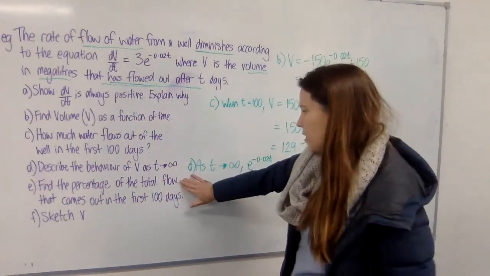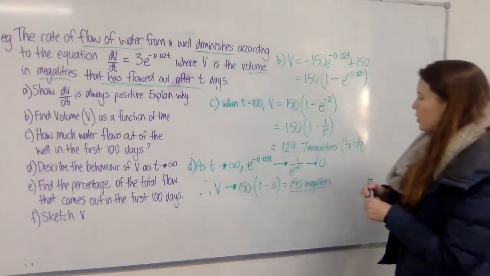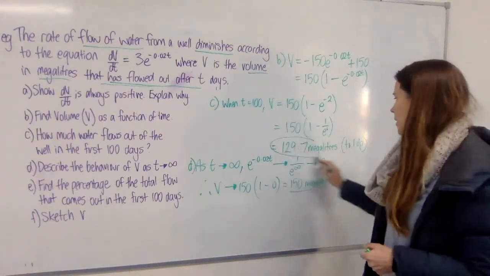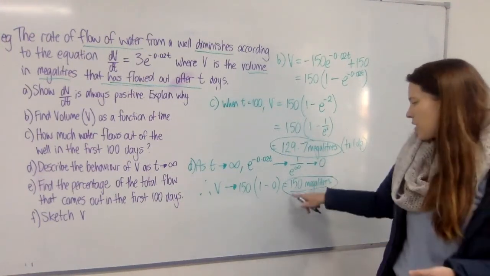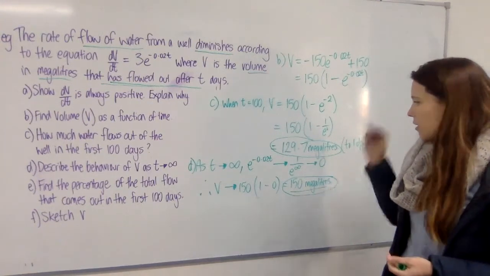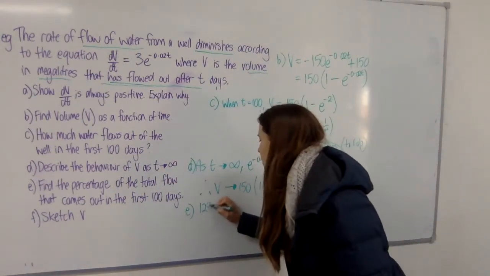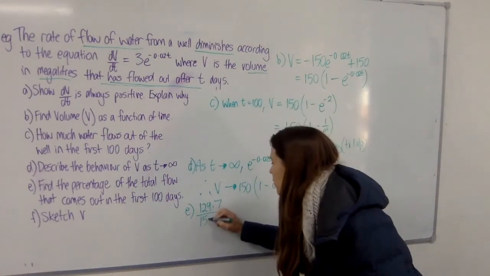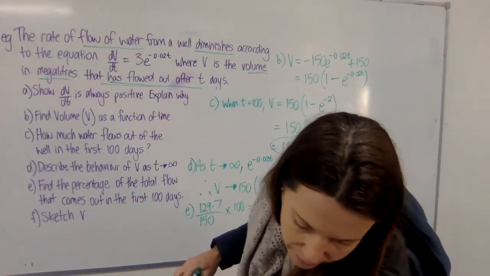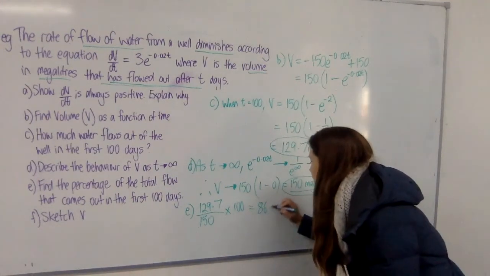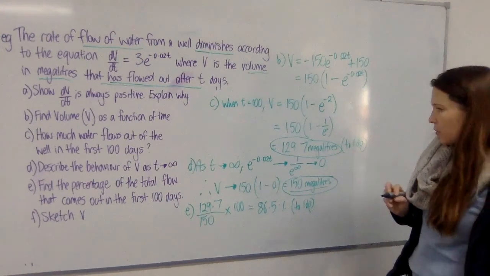E says find the percentage of the total flow that comes out in the first 100 days. Well, we already have the information we need for this. In the first 100 days, nearly 130 megalitres flows out. And we're told that as time ticks along, the most that's ever going to come out is 150 megalitres. So all we need to do for part E is put this number as a percentage of the total flow, multiply by 100, we should get somewhere around 86.5% to one decimal place. Now, if you round it off, always state the level you've rounded to.